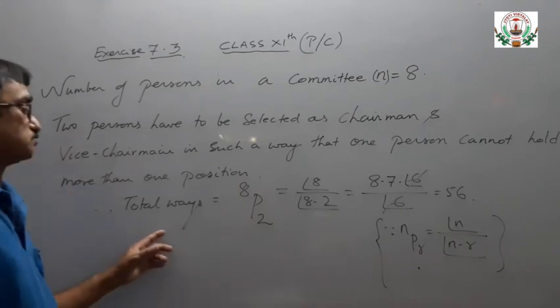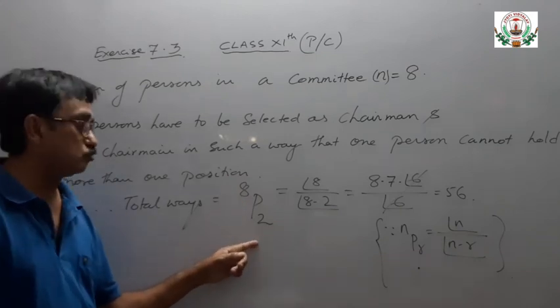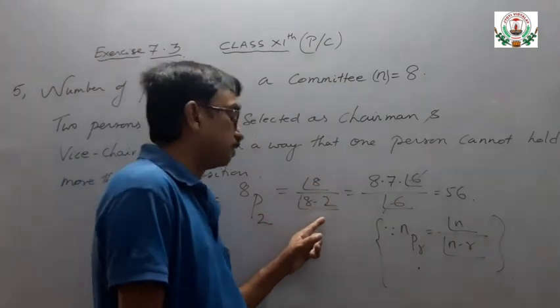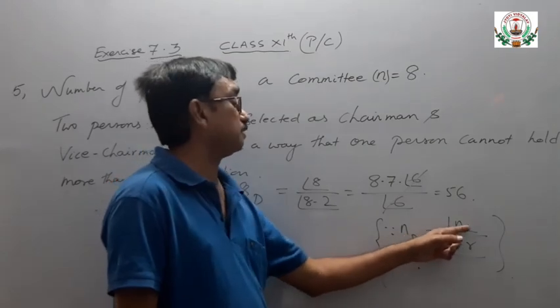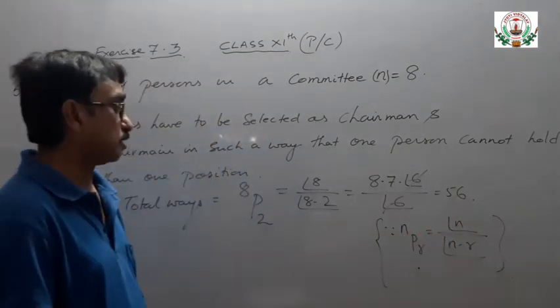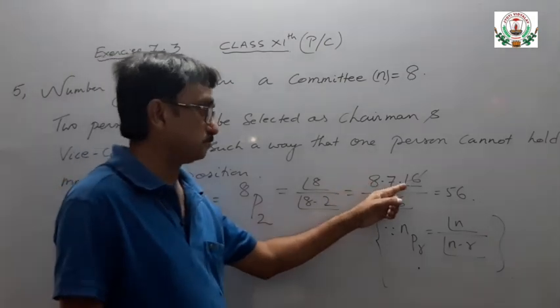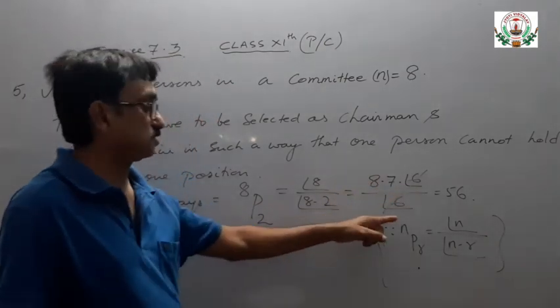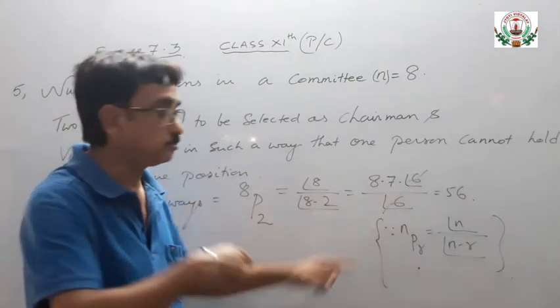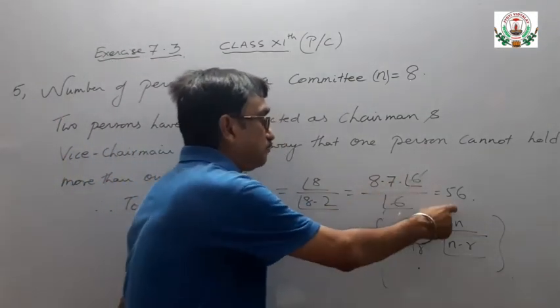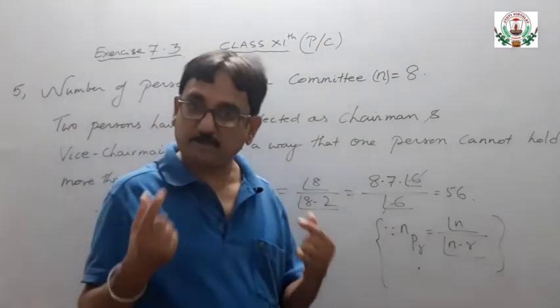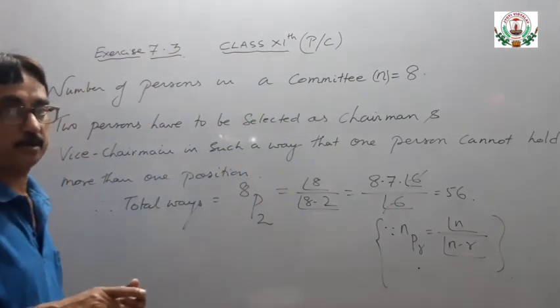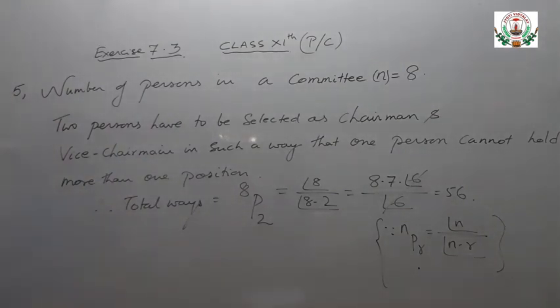So the total number of ways will be 8P2 equal to factorial 8 upon factorial 8 minus 2, as we know that nPr is given by factorial n upon factorial n minus r. So it becomes 8 into 7 into factorial 6, and as the denominator has factorial 6, we can cancel it out. So factorial 6 cancels out, 8 into 7 is 56. So there are 56 ways of choosing 2 persons, one chairman and another vice chairman, out of the 8 persons.